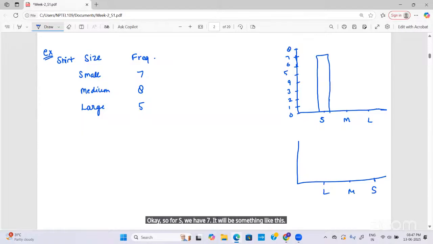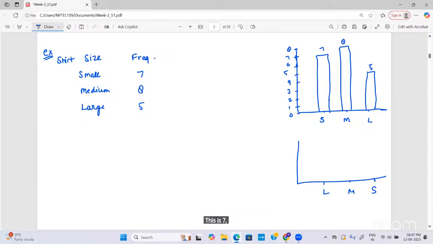Then for medium, we have 8 observations. So it will be like this. And then for large, we have only 5. Okay, so this is 5, this is 7, and this is 8. So either we can make it in the increasing order, or we can make the categories in the decreasing order as well. So here we have large is 5. Suppose this is 5. Okay, then we have medium as 8. Suppose this is 8, and then for small we have 7.